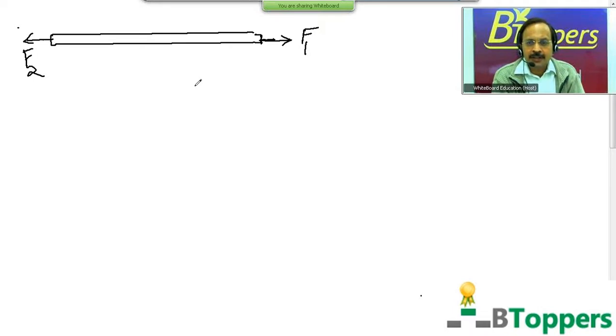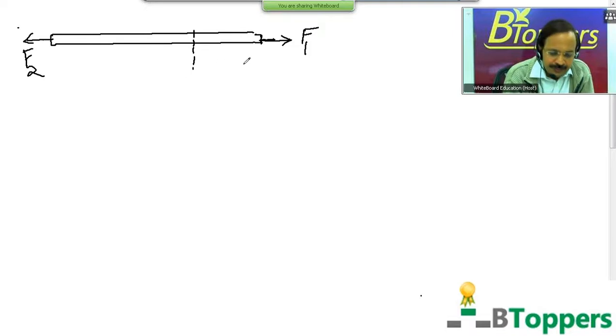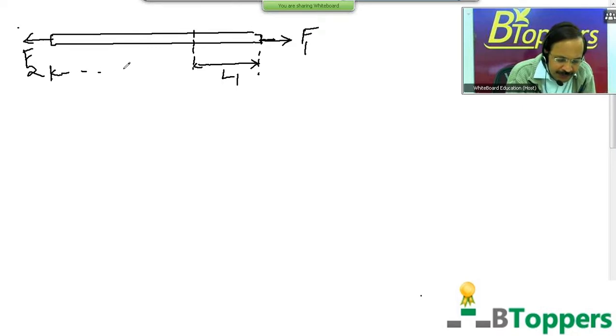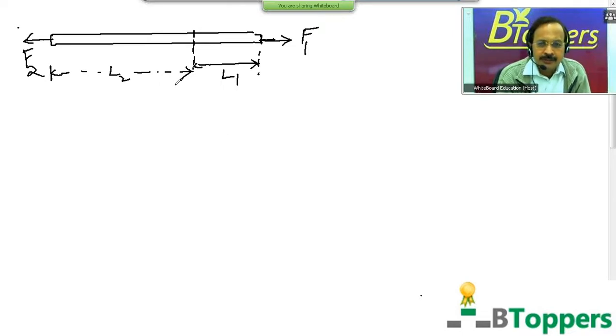Thereby, after that, we are going to also arrive at one conclusion which will be useful for some questions at later stages. Let us consider the cross section of the rope at a distance L1 from the first end where the first force is applied, and at a distance L2 from the other end where the force is applied. Of course, length of the rope is L1 plus L2, which you can denote by L.